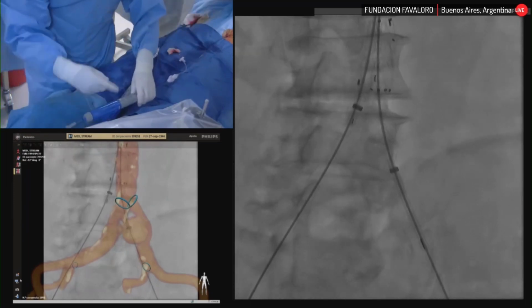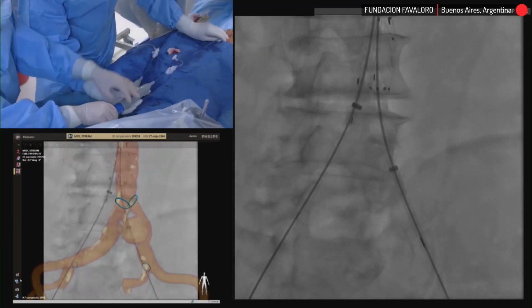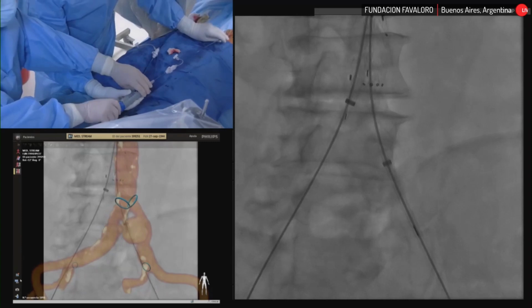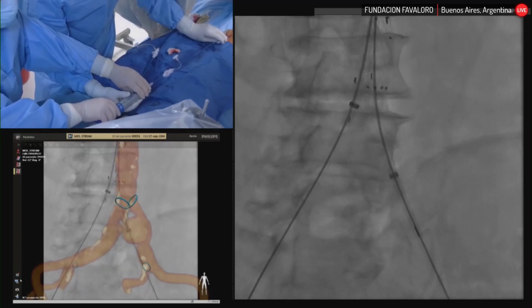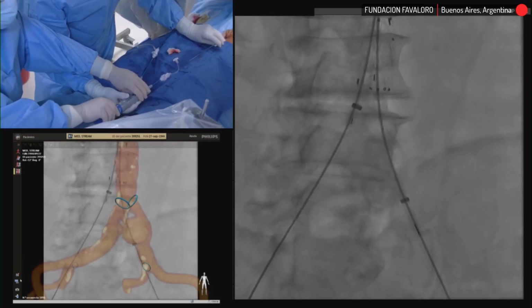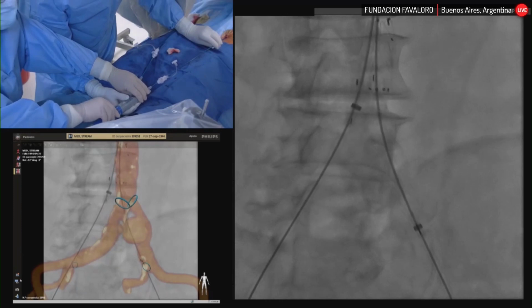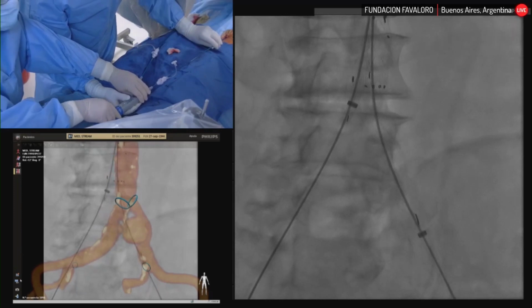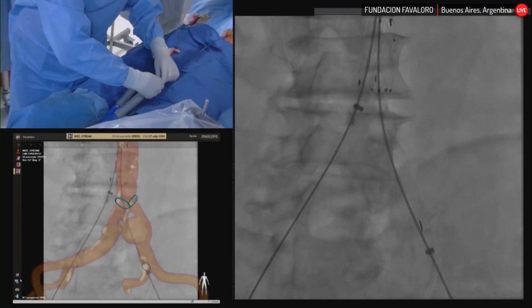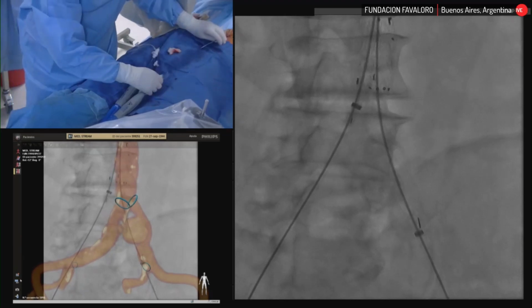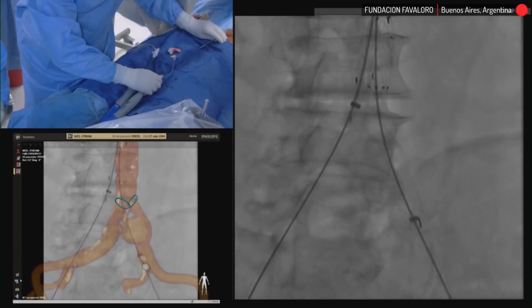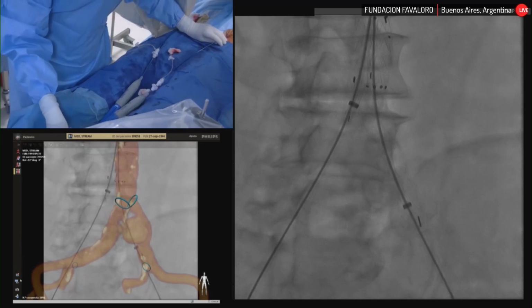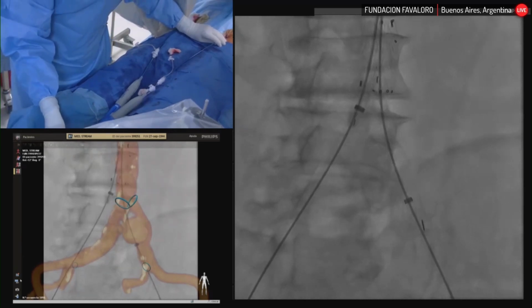And now while Gustavo is going to rotate here, I'm going to push a little bit to keep the device exactly above the bifurcation of the hypogastric. Okay. Perfect. Got to disengage here. I'm going to advance the device a little bit, and we can pull everything out.